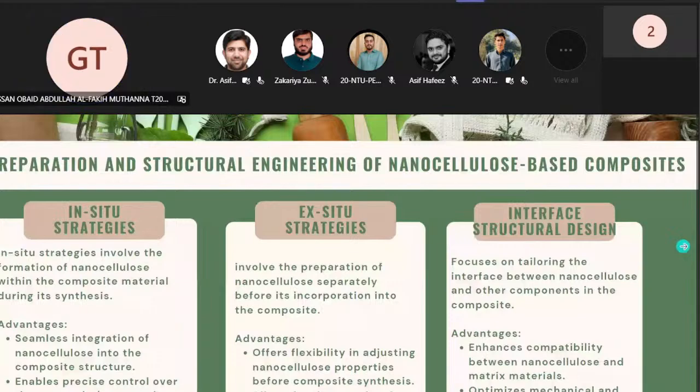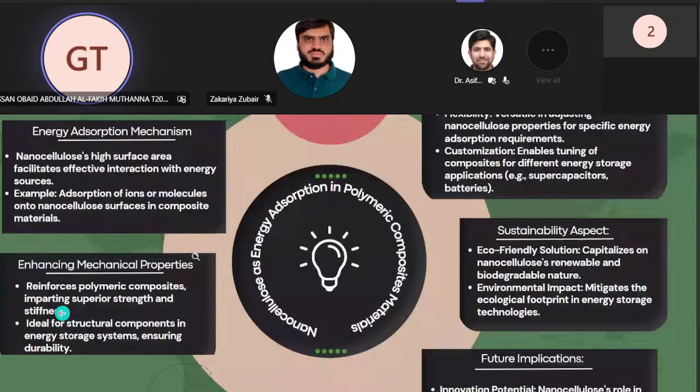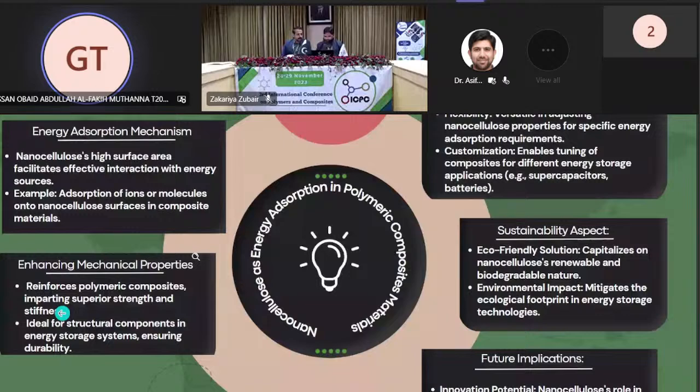So now, let me touch a bit on the nanocellulose as energy absorbent in polymeric composites. So here are the main characteristics of this subsection. So firstly, the energy absorption mechanism, as nanocellulose's high surface area facilitates effective interactions with energy sources. Take an example, the absorption of ions or molecules into nanocellulose surfaces in composite materials. Also, the enhanced mechanical properties. Nanocellulose reinforces polymeric composites, imparting superior strength and stiffness. It's an ideal structural component in energy storage systems, ensuring durability.